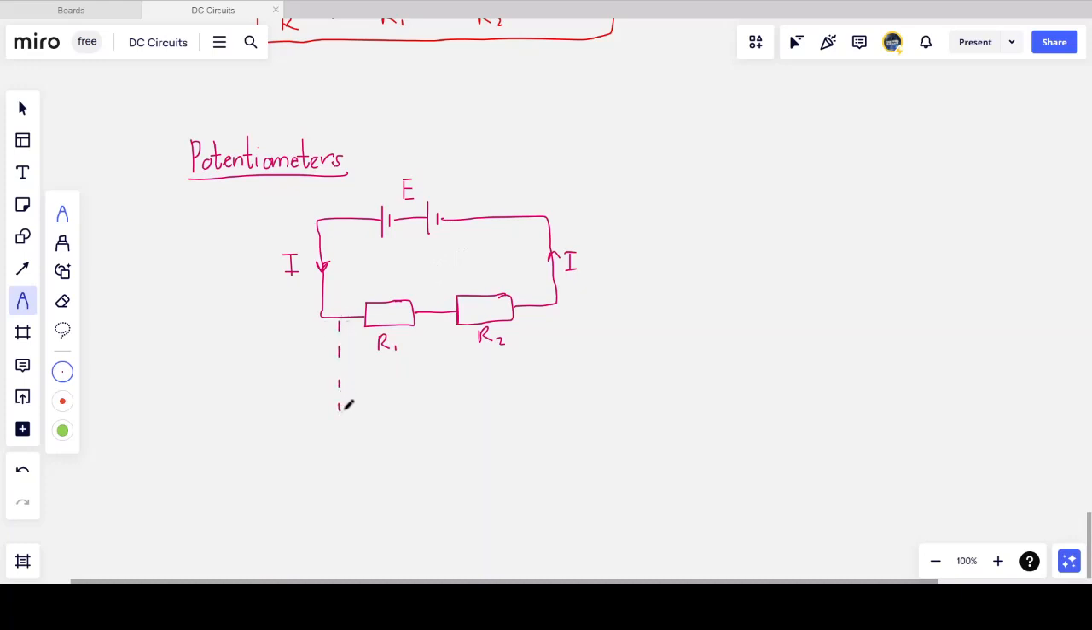And across R1, I'm going to measure the voltage, the potential difference, with a voltmeter. And I'll get V1. And across R2, I'm actually going to connect a set of terminals. And I'm going to essentially use R2 as sort of my base of measurement. And that's going to have a voltage V2. And I'm actually going to do something different here. I'm going to make resistor R2 a variable resistor rather than just a fixed resistor.